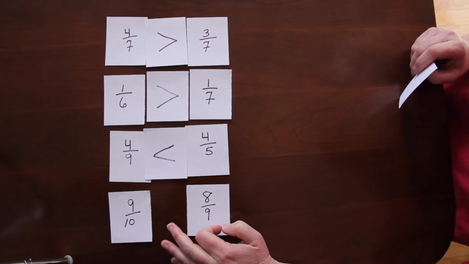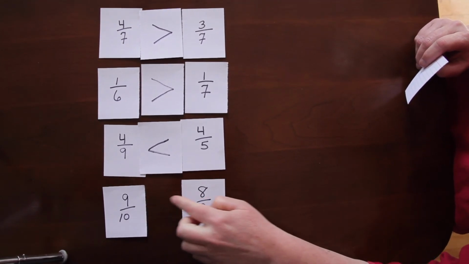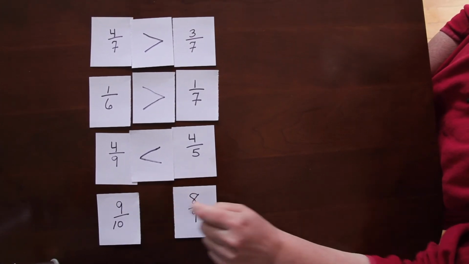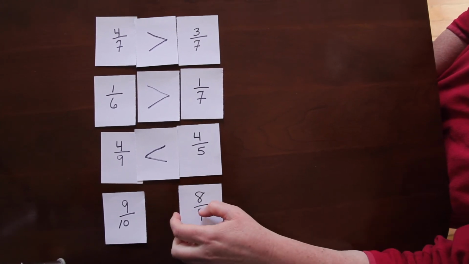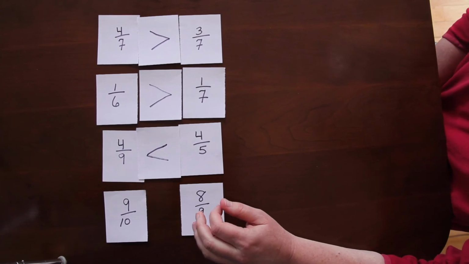And if I look at this next one, I have 9/10 and 8/9. You'll notice that each one of these is 1 piece away from being a whole. If I had 10/10, that would be 1. If I had 9/9, that would be 1. So I need to think about what size piece is missing. How close am I to 1?